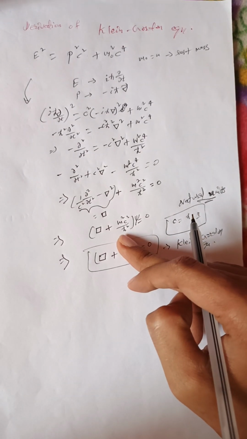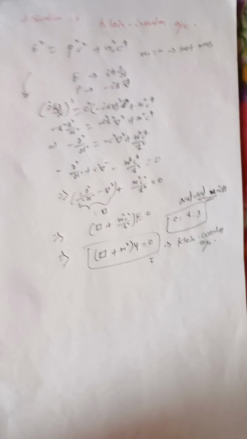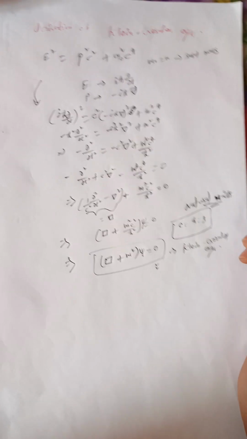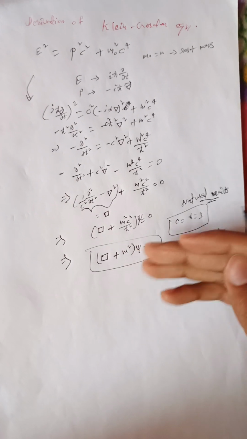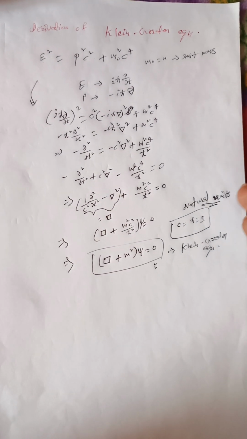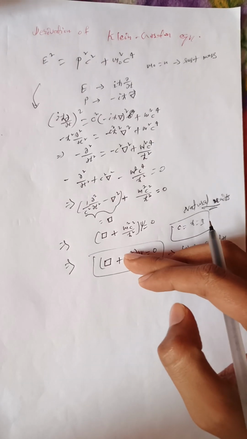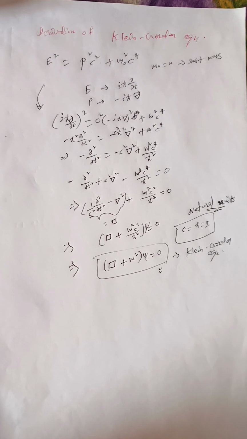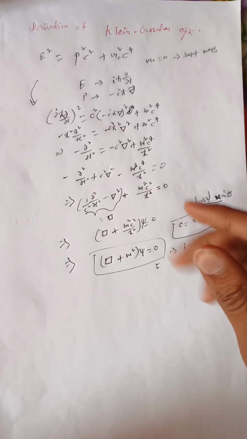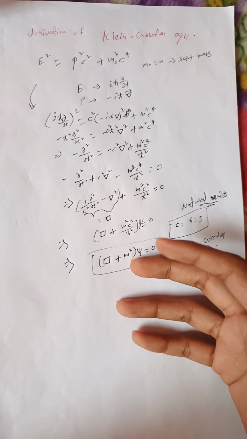But this equation works pretty well to describe relativistic particles, but it has its own limitations. It fails to fully describe the relativistic domain. That means this is not such an accurate equation, and why, I will tell you in another video. I hope you understand it.